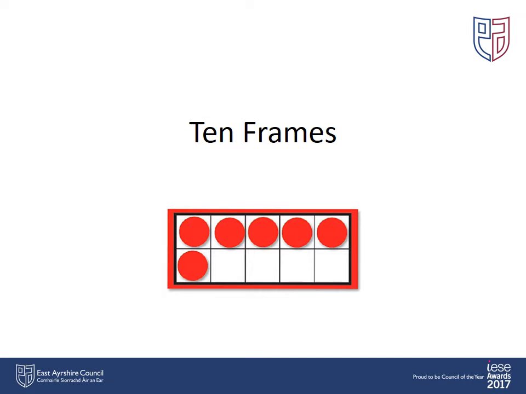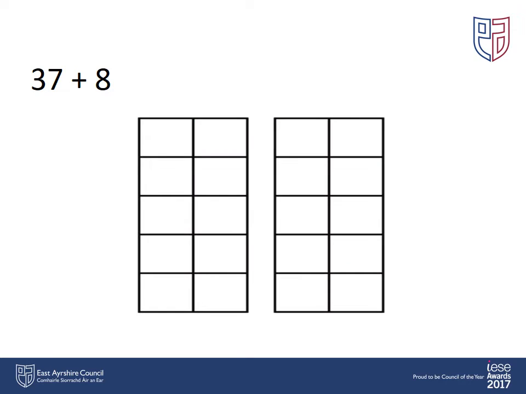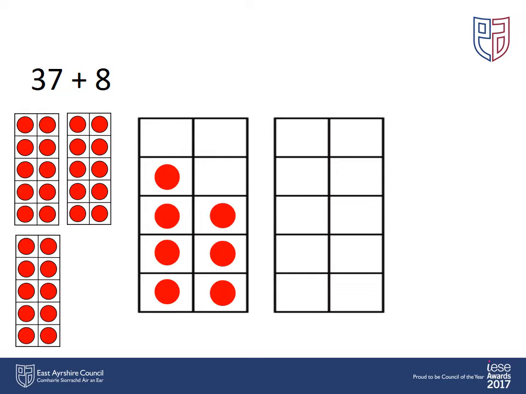A really helpful concrete and visual aid are 10 frames. 10 frames are used throughout early to third level to support the development of number sense and in particular the development of addition and subtraction strategies. The use of the 10 frame is really helpful in developing the understanding of bridging 10, like this example here. A 3 is taken from the 8 to make another tidy 10, giving an answer of 45.